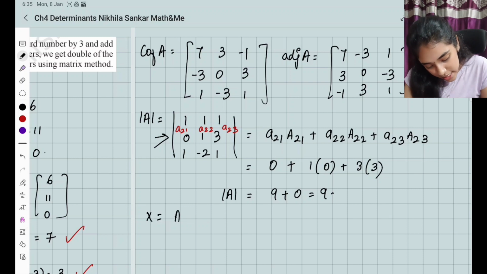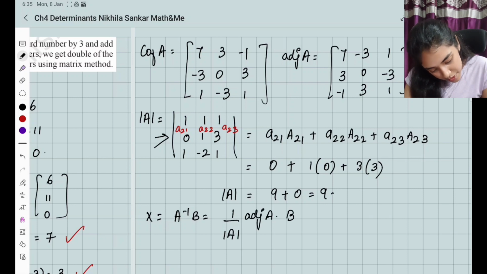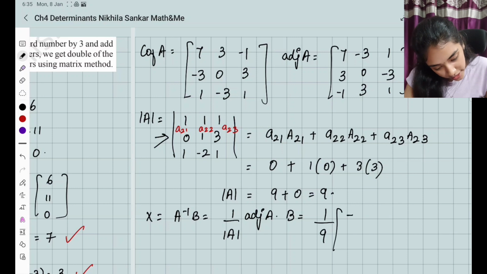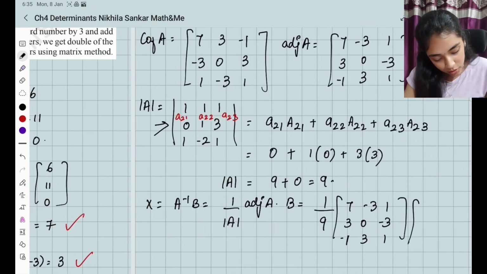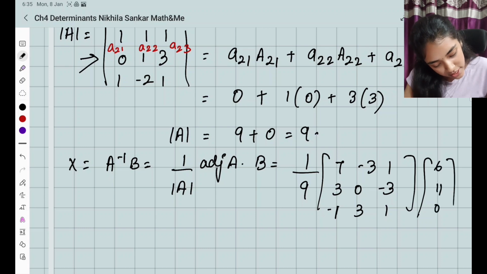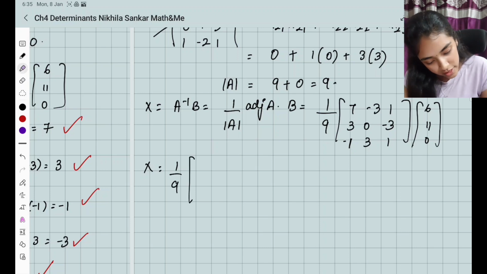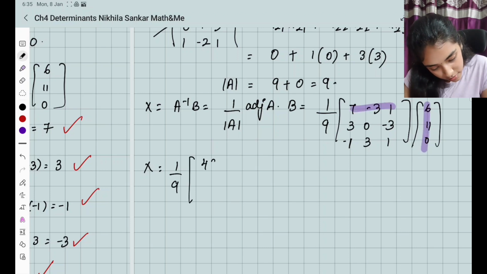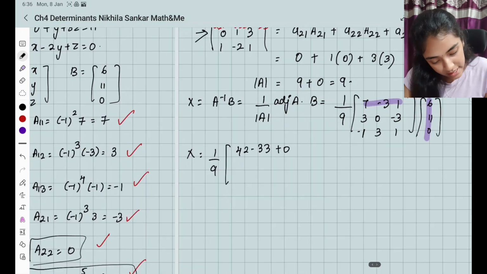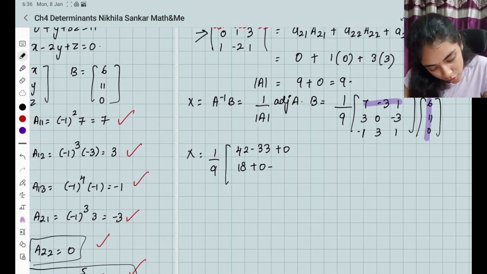Now x equals A inverse times B, which is going to be 1 by determinant A times adjoint A times B. So this is going to be 1 by 9 times adjoint A, 7 minus 3 1, 3 0 minus 3, minus 1 3 1, times B, which is 6 11 0. Let me start multiplying. So you have the X matrix to be 1 by 9 times. Now first row and one and only column: 7 6s are 42 minus 33 plus 0. Next row, 6 3s are 18 plus 0 minus 0 again. Then last row you have minus 1, so minus 6 plus 33 plus 0.